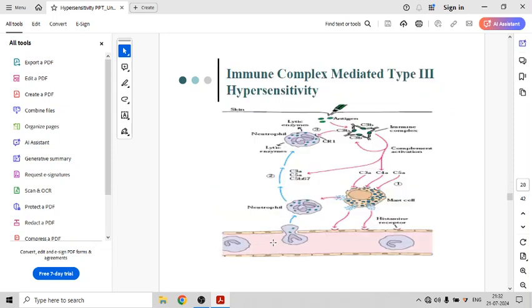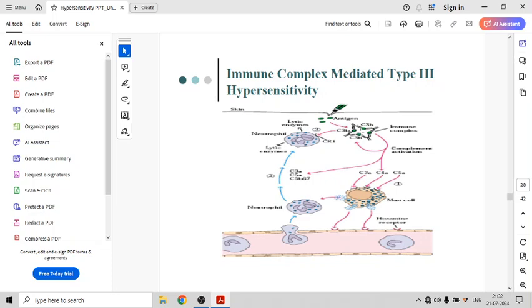Let us see the reaction mechanism of type 3 hypersensitivity. In this diagram, it is depicted that the antigen is injected through the skin surface. As soon as the antigen makes its entry into the deep cutaneous area, if the antibodies are already present against that antigen, the antibodies will form the complex with that antigen in that area and deposit that as a precipitate.